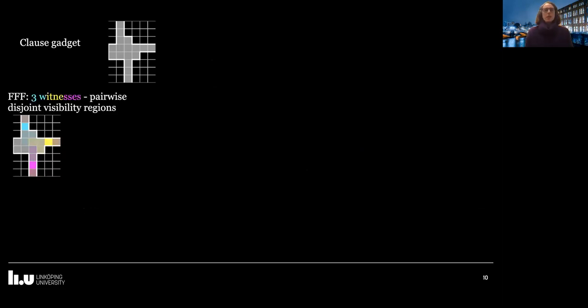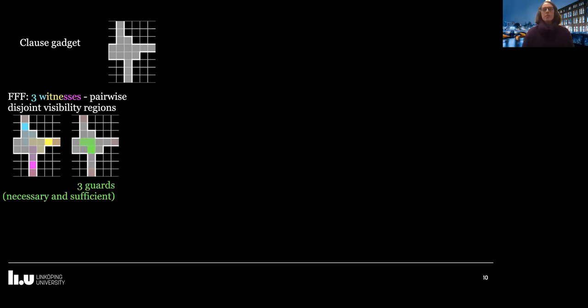So let's look at the different cases here. We consider first the variant where all variables have a truth assignment that does not fulfill the clause, and the light red part still is part of the visibility region of these guards. What we can do then is place 3 witnesses colored in yellow, pink, and turquoise that have pairwise disjoint visibility regions. So we definitely need at least 3 guards to cover the remainder of that clause gadget. And in fact, we can do with those 3 guards. So 3 guards are necessary and sufficient in case we have 3 variables that are not fulfilling the clause.